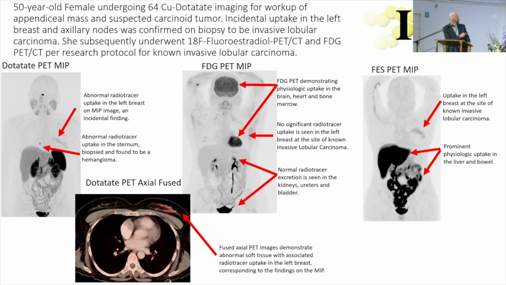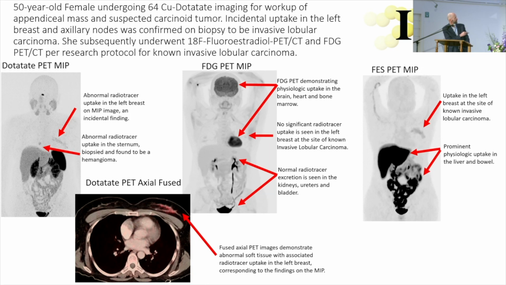of this uptake in the breast, and it's kind of a diffuse pattern of uptake, which everyone in this room is going to be like, oh, that's lobular carcinoma. And so here's the same fused axial PET CT image. It was biopsied, it was lobular cancer. She got enrolled on a clinical trial. We got FES that showed the uptake and nothing else.